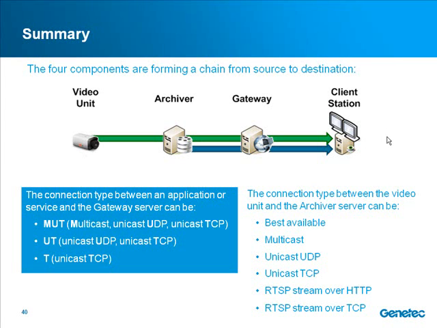The client applications and services connect to the gateway using one connection type, which can either be multicast, unicast, and TCP, unicast and TCP, or just TCP alone. The video units connect to the archiver using another connection type. Not all video units support all types of connections, but the various connection types supported can be a subset of the list here.